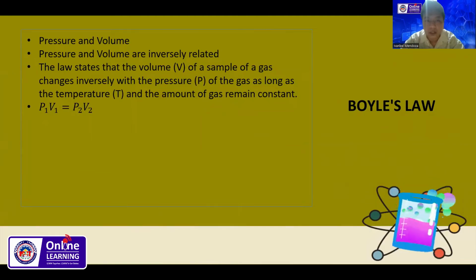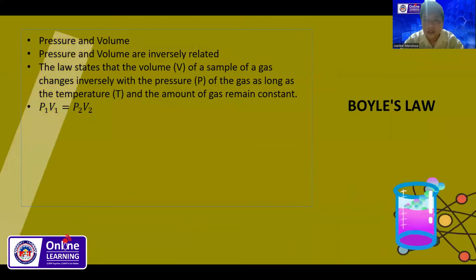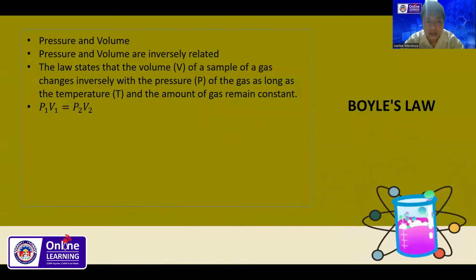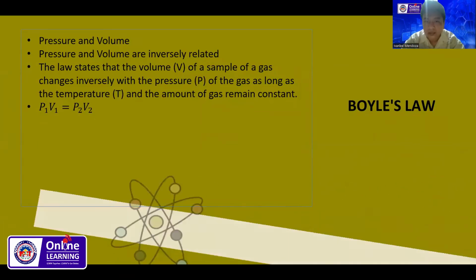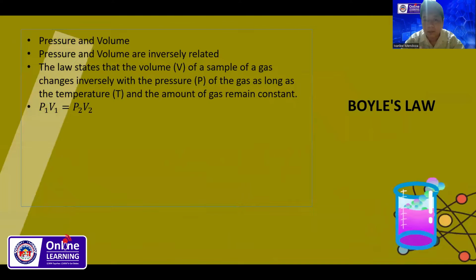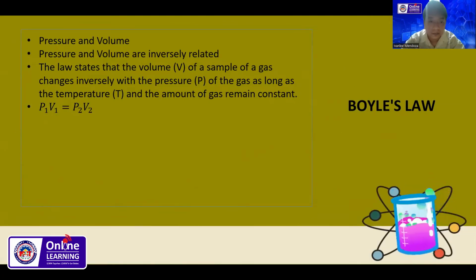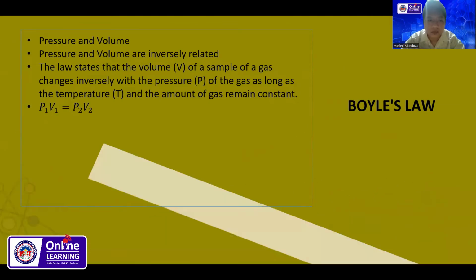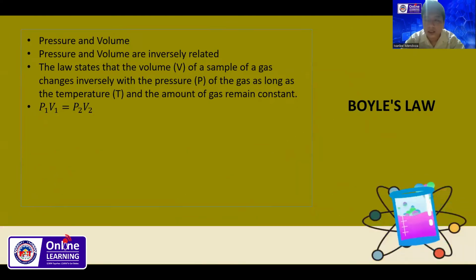Second, pressure and volume are inversely related. Third, the law states that the volume V of a sample of gas changes inversely with the pressure of the gas as long as the temperature and the amount of gas remain constant. So if there are changes in the relationship between pressure and volume, the temperature will be constant.